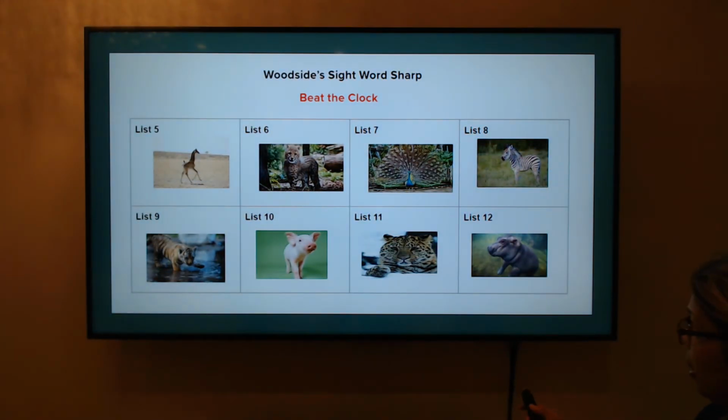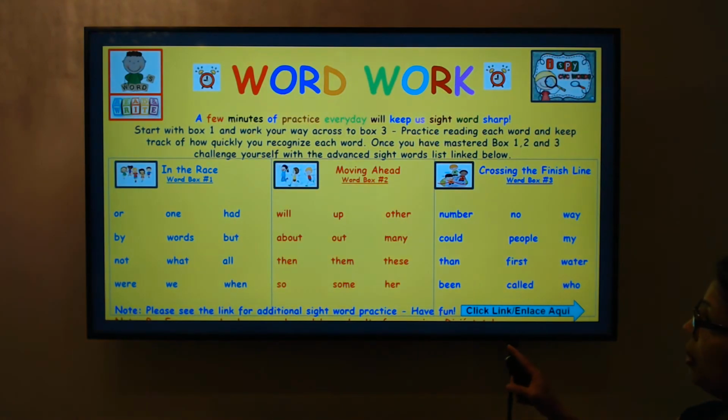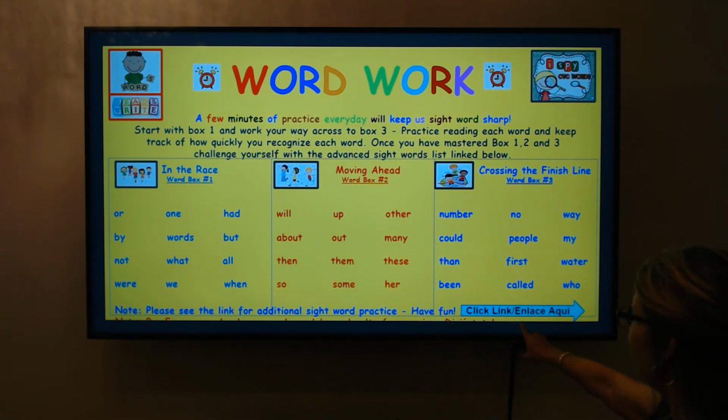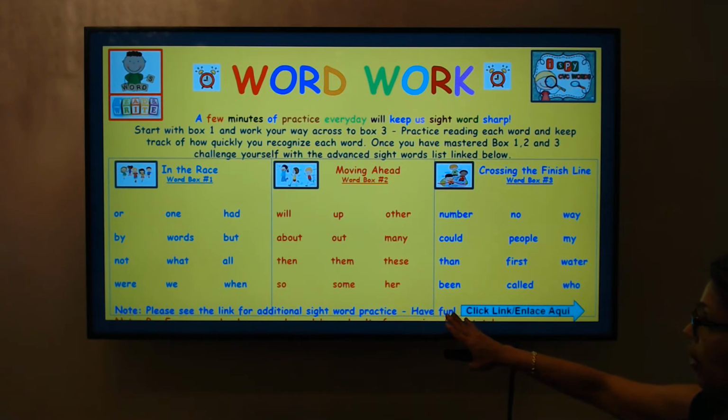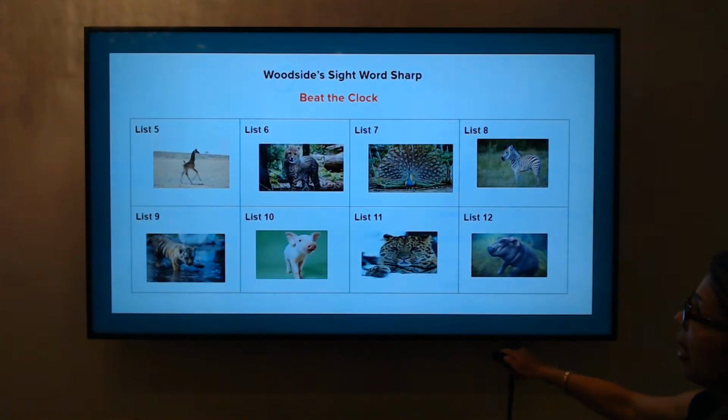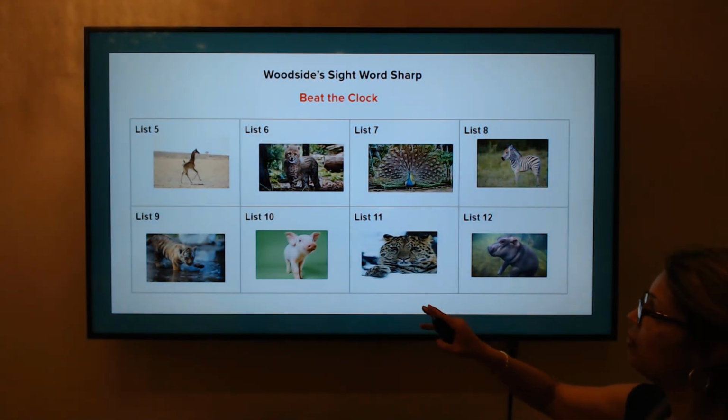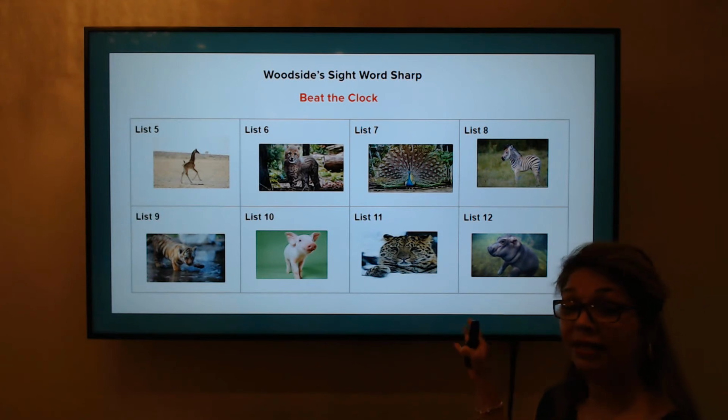So what I wanted to, actually let me go back. What I wanted to point out here is that if you'll notice at the very bottom of this slide, every single week when the children go in, there will be the opportunity for them to click on this link. And this link at the bottom actually gives them access to various word lists.